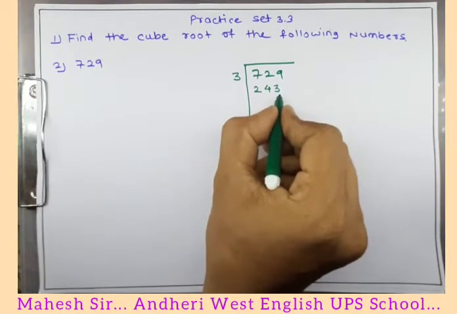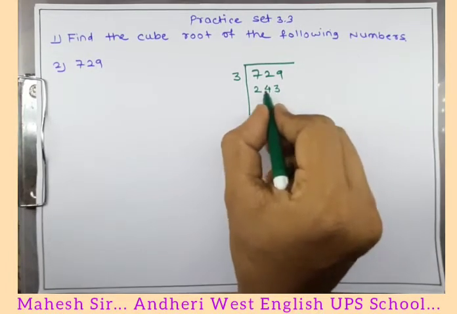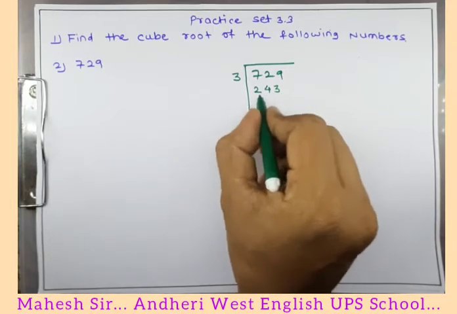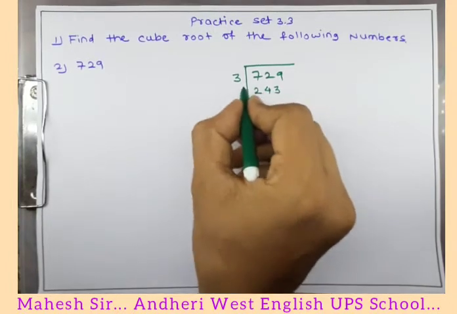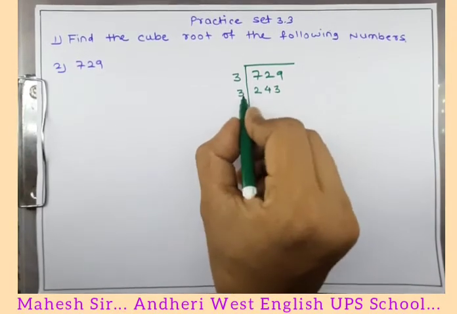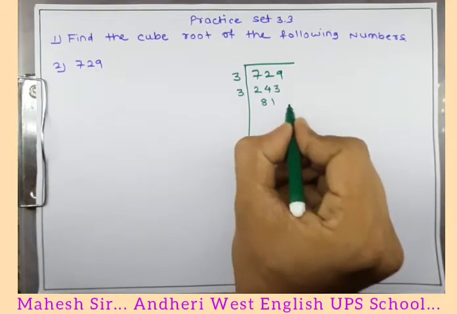Again 3 is at the units place, so it is not divisible by 2. We will check for 3: 2 plus 4 is 6, 6 plus 3 is 9. 9 is divisible by 3, and therefore the number will be divisible by 3. So 3 8s are 24, 3 1s are 3.